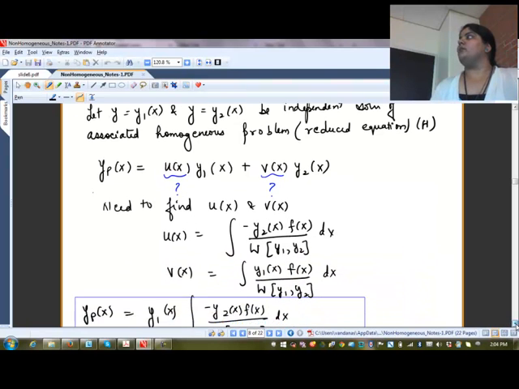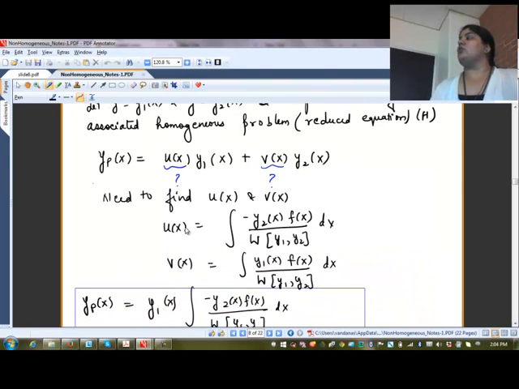and by further calculations solve for u(x) and v(x). u(x) turns out to be the integral of negative y2 f(x) over the Wronskian. So this is the formula for how you will find u(x). You will first be finding the fundamental set, and then f(x) is the right hand side, and then you have the Wronskian. In the same way you find v(x).